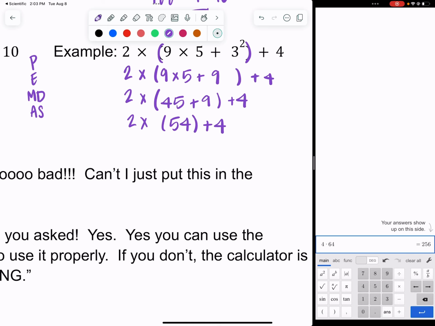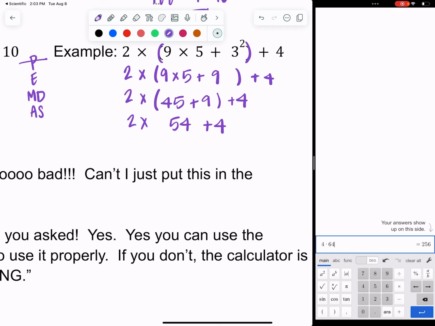Now I can drop my parentheses. I don't have any more operations inside of them. We can just leave it as a plain 54. We have officially finished the parentheses part. That was just the first one, guys.